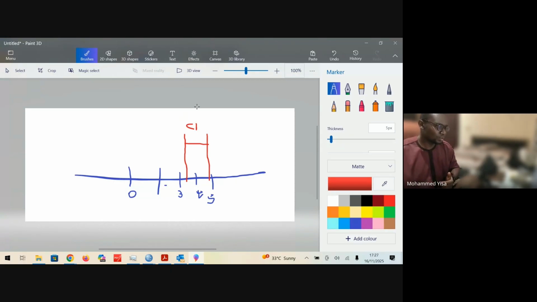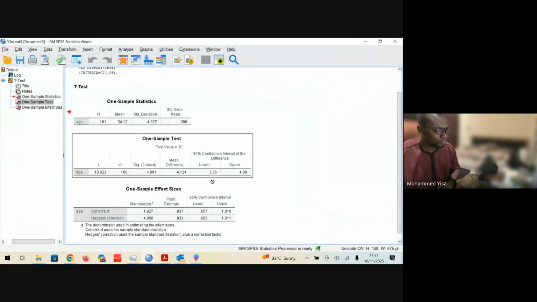If it is not significant here, meaning that your confidence interval, let's say it starts from somewhere here and ends here or wherever, as long as you have 0 as part of that confidence interval, then it is not statistically significant. Does that make sense?